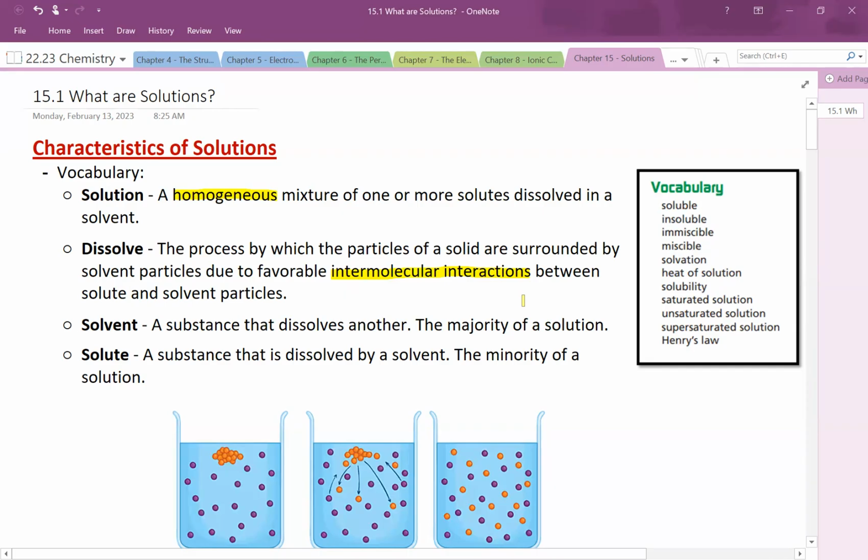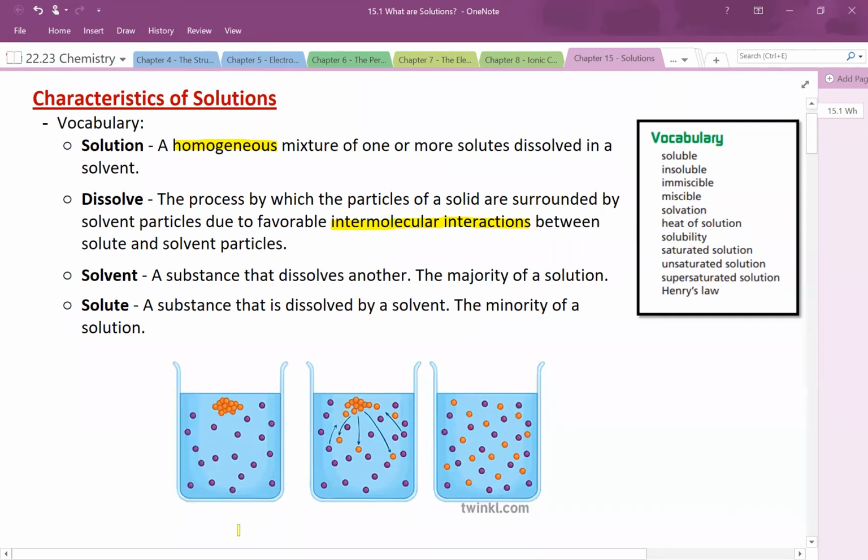A solvent is the substance that dissolves the other. This is the majority of the solution. Water is, of course, our universal solvent. The solute is the thing being dissolved by the solvent. This typically makes up the minority in a solution.